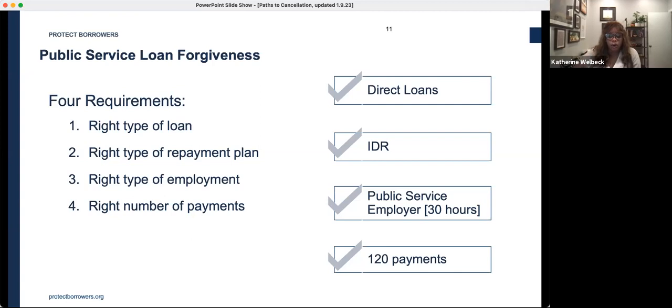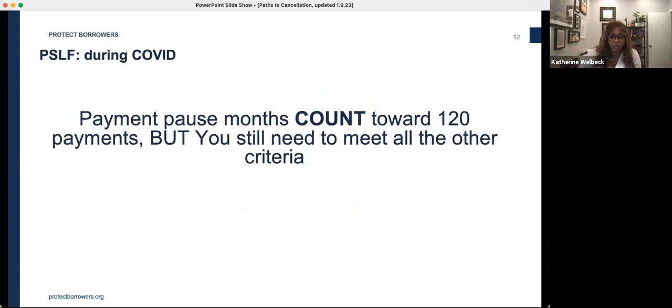Second, you also need to be in the correct repayment plan. And for this program, that's generally an income-driven repayment plan. Third, you need to work full-time in a public service field, and that could be a local, state, federal, or tribal government. It could be a 501(c)(3) nonprofit or certain other nonprofits, depending on the work that they do. And then finally, you need to make 120 qualifying payments. And 120 payments is just 10 years' worth of payments on your loans while meeting the other requirements.